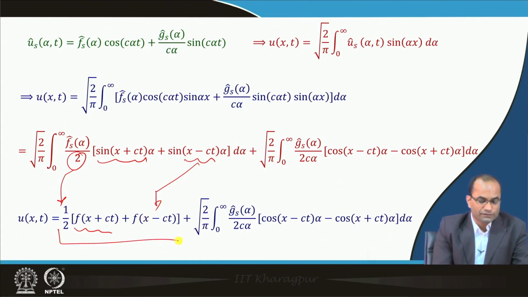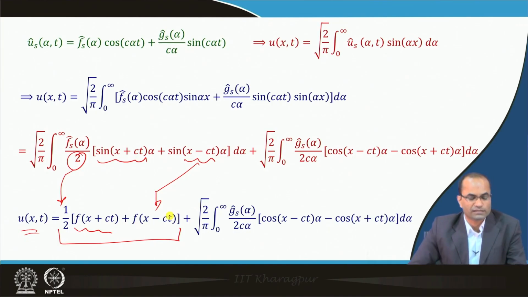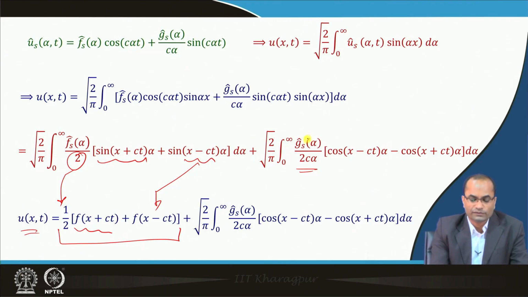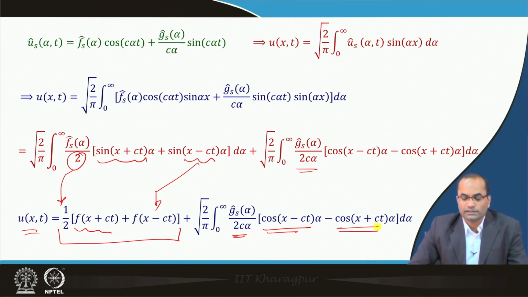So, we are fine with this first term now, u(x,t) is half of f(x plus ct) plus f(x minus ct). This is exactly the D'Alembert solution we got earlier using Fourier transform, and then because here g was not 0, we have the g s hat term over 2c alpha and then cos alpha(x minus ct) minus cos alpha(x plus ct).